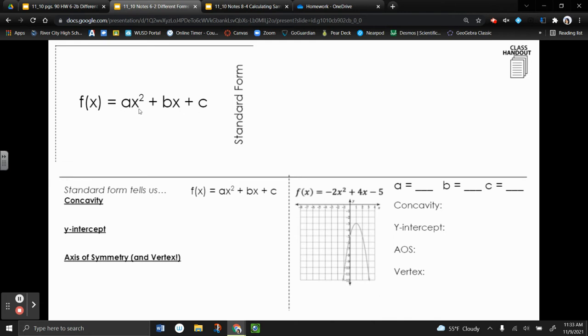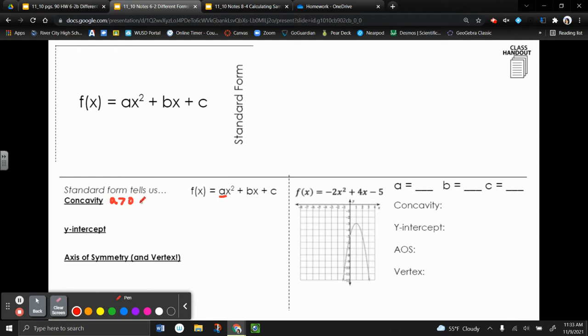We're used to seeing a quadratic written like this from our previous unit where we learned how to factor quadratics written in standard form. So starting with the concavity, just like with the other forms, the value of a is going to tell us the concavity. If a is greater than 0, meaning we have a positive a value, that means we're concave up. And if a is less than 0, meaning we have a negative a value, it's concave down.